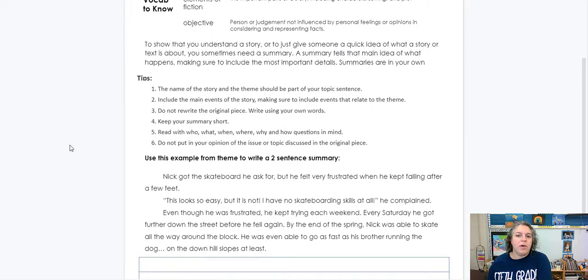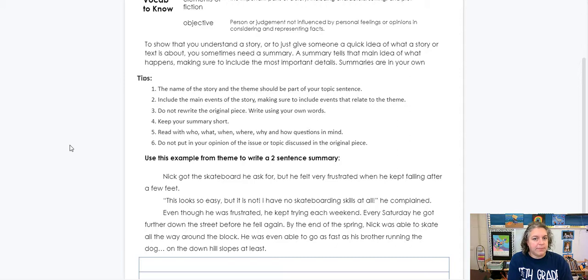So to show that you understand a story, or to give someone a quick idea of what the story or text is about, you need to summarize, to write a summary. A summary tells the main idea of what happens, making sure to include the most important details. Summaries are in your own words.